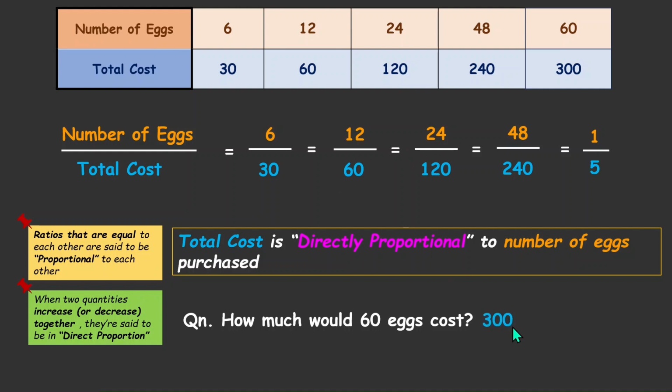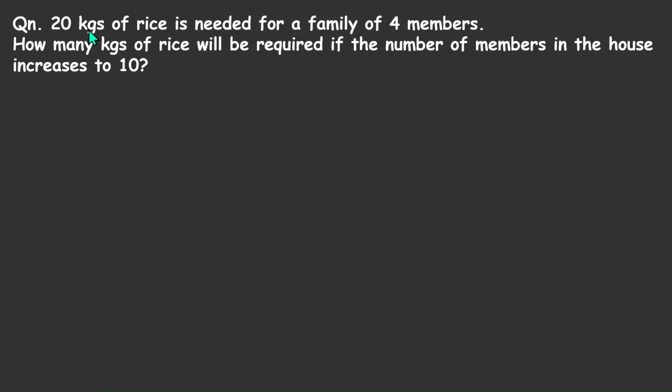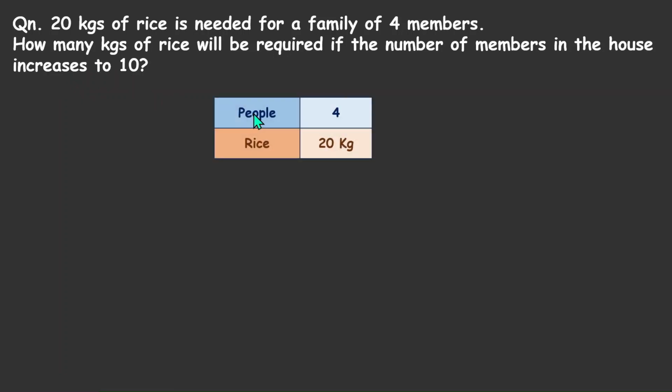Now for proper clarity, let's see a question on this. If 20 kgs of rice is needed for a family of 4 members, how many kgs of rice will be required if the number of members in the house increases to 10? Let's first write down the data that we know. We have 4 people consuming 20 kg of rice. And what we need to find is, if the number of people increased to 10, how much rice would be consumed. This is a case of direct proportion, because if the number of people are increasing, the rice consumed would be more.